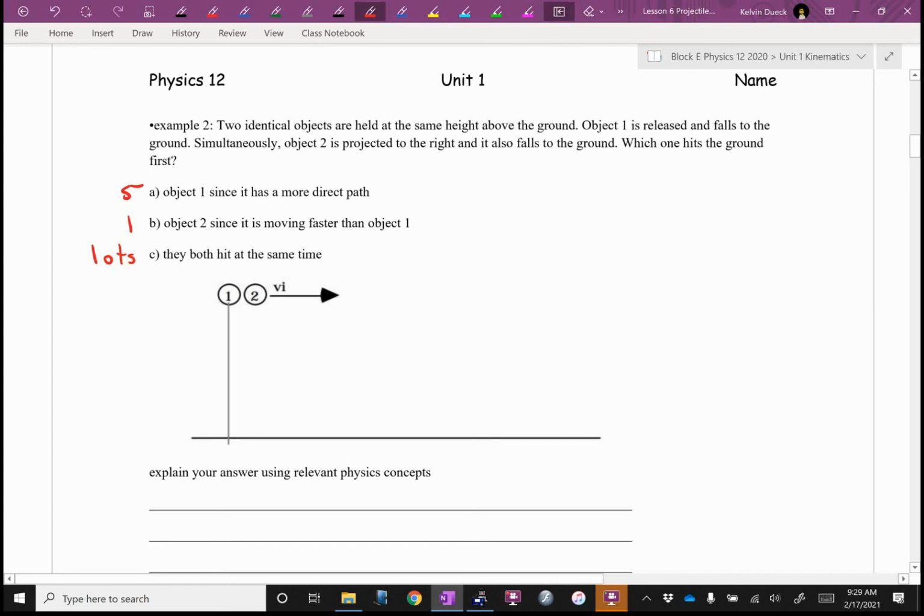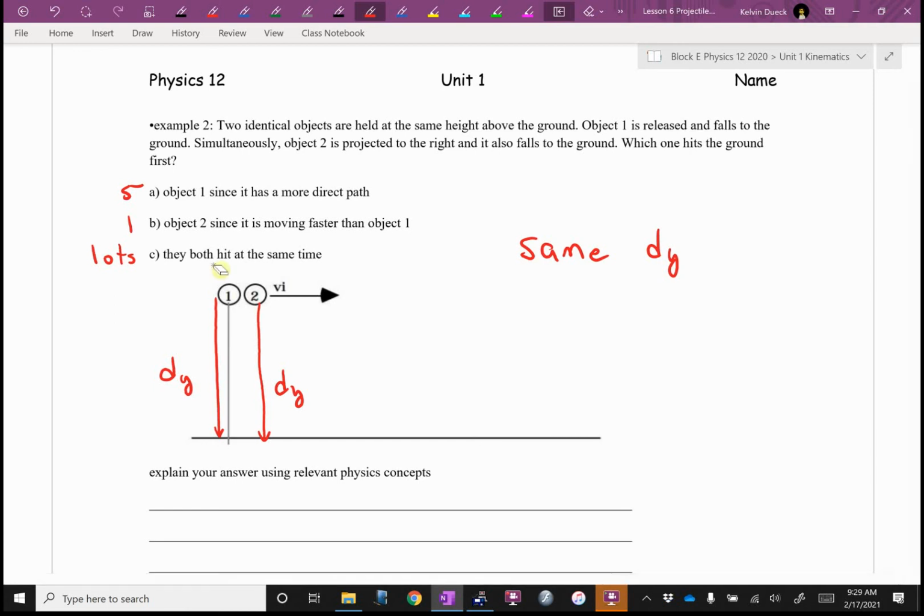So here is the key to understanding two-dimensional projectiles. We do not deal with them in two dimensions. We break it up into horizontal and vertical. Vertically, how far is object one dropping? Let's call it that far, dy for vertical distance. Vertically, how far is object two dropping? Dy. So first thing I'm going to say is, same that. Yes?